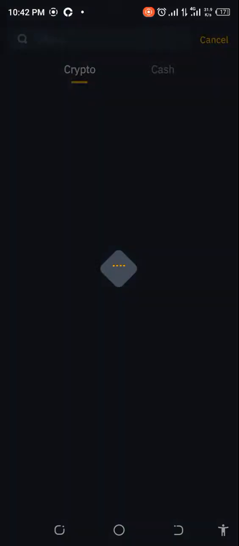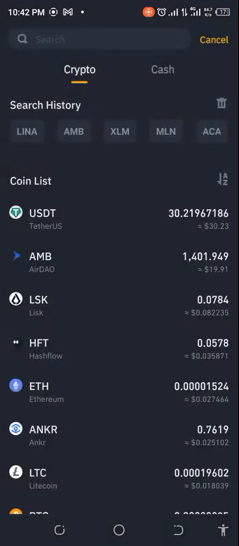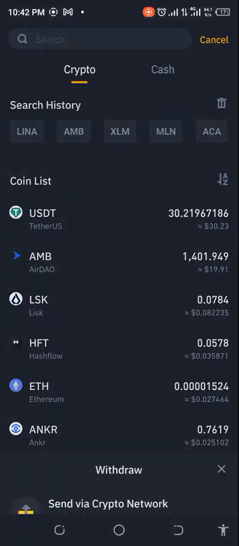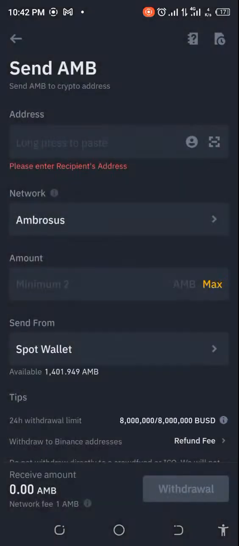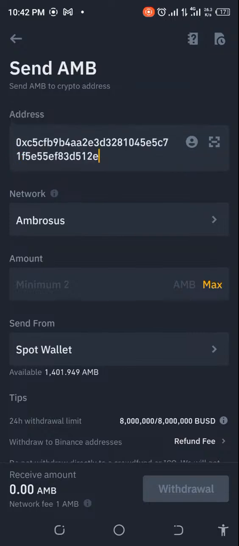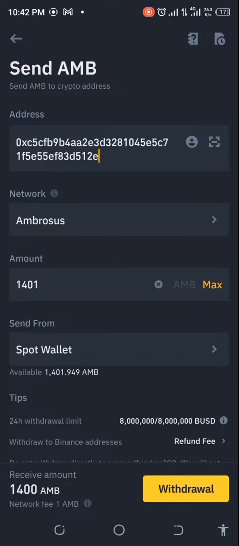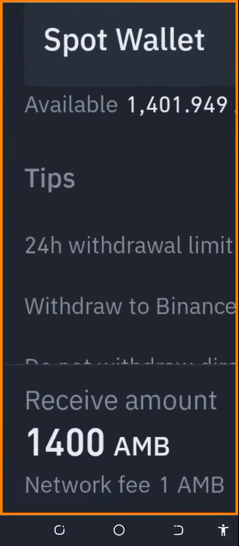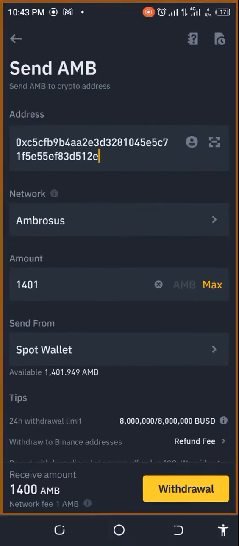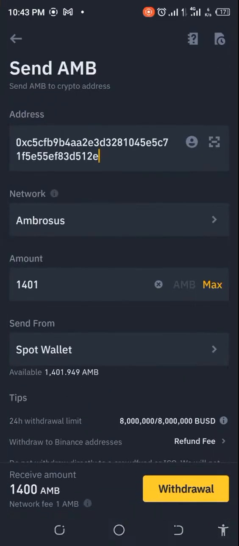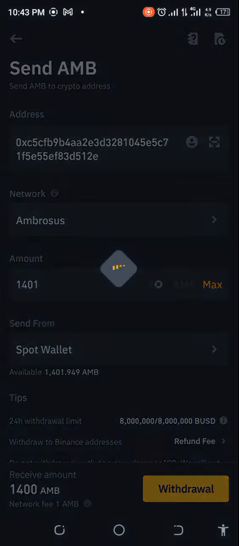We have to do all these things really quickly because you don't want anything to go down. So we're selecting that, and we're going to put the address in there. Okay, and Ambrosos, you can see it's the same thing. We're going to put max, and then we'll see how much it's going to take. It's taking 1 AMB, so that's fine. We're going to get 1400 AMB. So I think that's it. Let's go ahead and get this withdrawn.